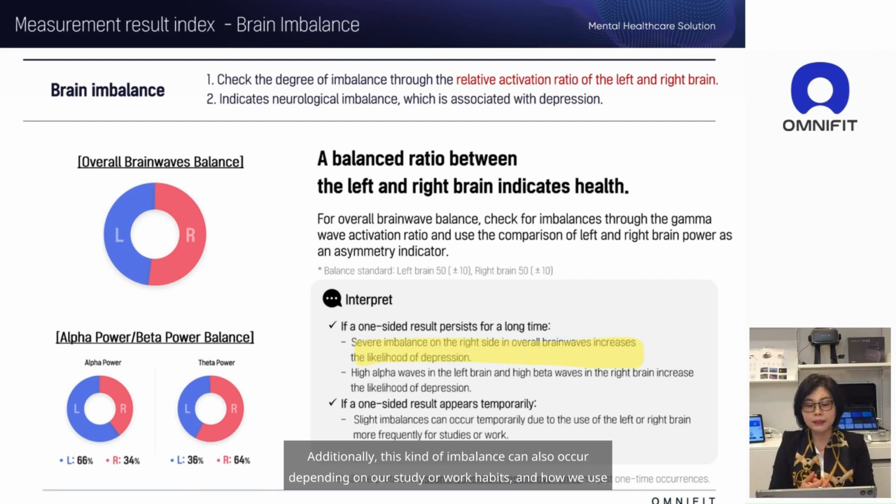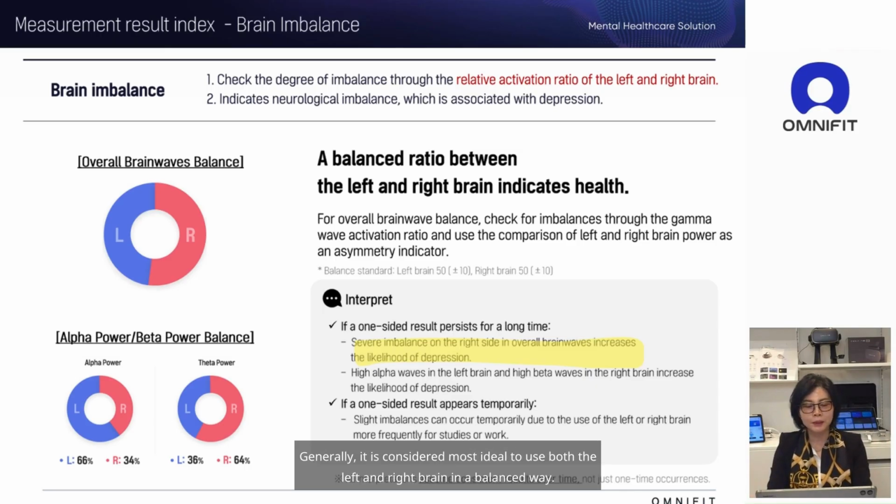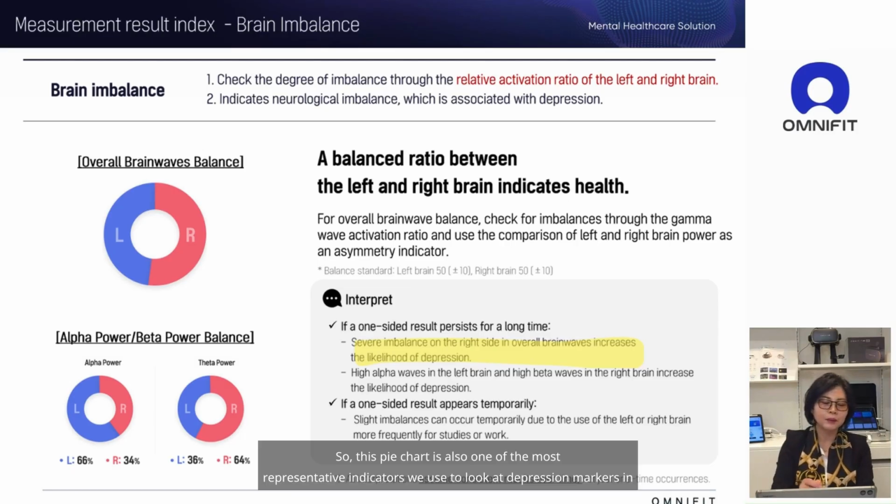Additionally, this kind of imbalance can also occur depending on our study or work habits, and how we use either the left or right brain. Generally, it is considered most ideal to use both the left and right brain in a balanced way. So, this pie chart is also one of the most representative indicators we use to look at depression markers in the brain.